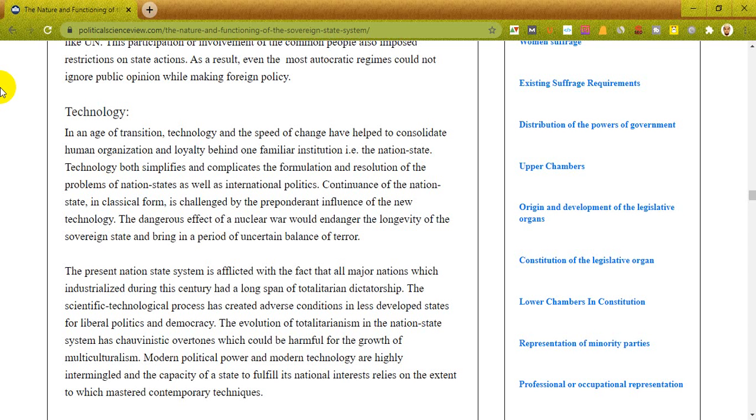The present nation-state system is afflicted with the fact that all major nations which industrialized during this century had a long span of totalitarian dictatorship. The scientific technological process has created adverse conditions in less developed states for liberal politics and democracy. The evolution of totalitarianism in the nation-state system has chauvinistic overtones which could be harmful for the growth of multiculturalism. Modern political power and modern technology are highly intermingled, and the capacity of a state to fulfill its national interests relies on the extent to which it has mastered contemporary techniques.